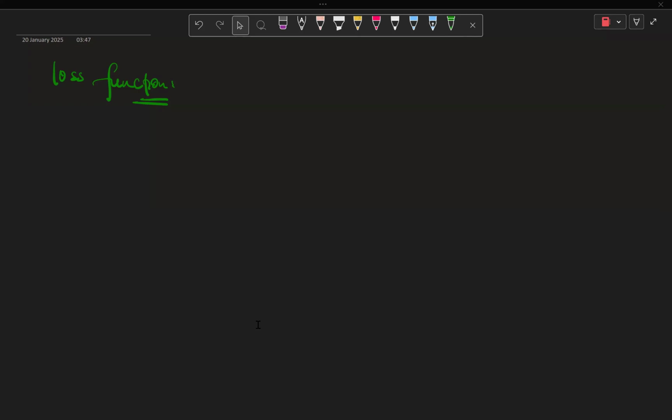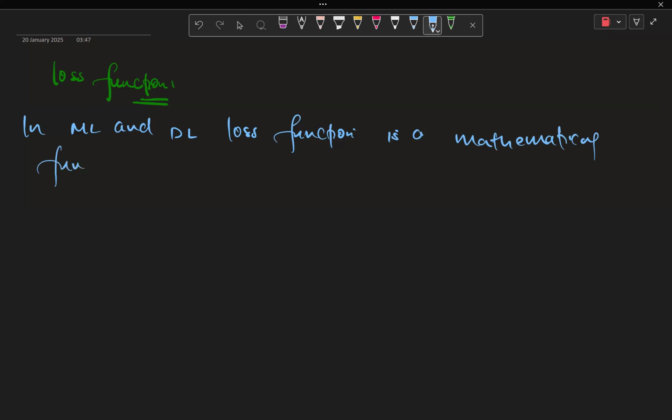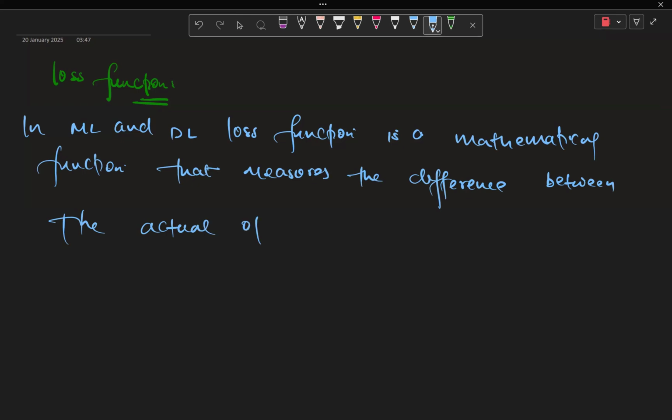Correct. Anyhow, we have to reduce the loss. It's the error between the actual and predicted value. In machine learning and deep learning, a loss function is a mathematical function that measures the difference between the actual output and the predicted output. That is the meaning of a loss function.